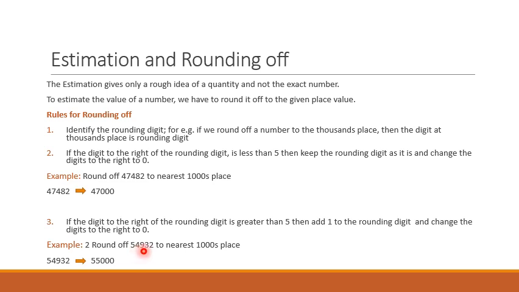Now check the digit which is to its right. Here we have 9. This 9 is greater than 5. So what we have to do? Add 1 to the rounding digit. My rounding digit is 4. So I added 1 to it. So 4 will become 5 and the remaining digits towards its right will become 0. So whenever we are rounding off any number, the digits to the right of the rounding digit become 0. And we have to check whether we have to keep the rounding digit the same or we have to add 1 to it.